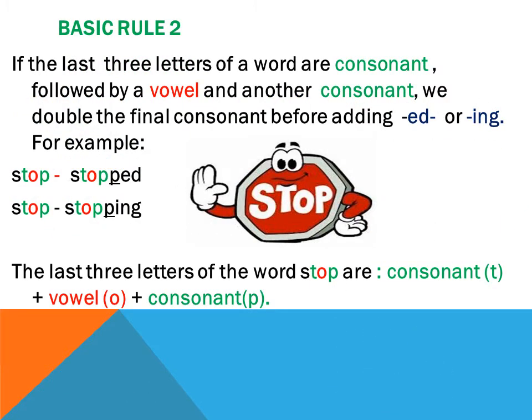Basic rule 2. If the last 3 letters of a word are a consonant, followed by a vowel and another consonant, we double the final consonant before adding ed or ing. For example, stop. We double the p and we add ed. It becomes stopped, a past tense of the verb. Stop. We double the p and we add ing. It becomes stopping, the continuous tense of the verb stop. The last 3 letters of the word stop are consonant T, vowel O, and consonant P.